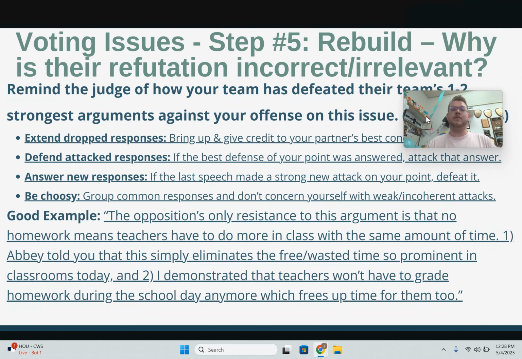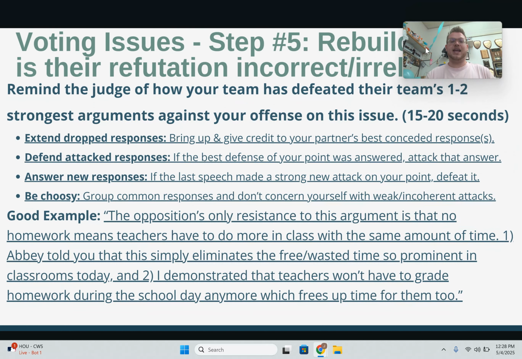Then you have to rebuild your arguments, as in, if they've been refuted, show that you have defeated that refutation. Or if there's new refutation because you're the proposition reply, defeat that new damaging refutation. This should take you between 15 to 20 seconds. Again, if they dropped your best defense, bring it up. If they made a bad attack to your best defense, bring it up. If you need a new response to their best attack, bring it up. But only focus on what's absolutely essential.